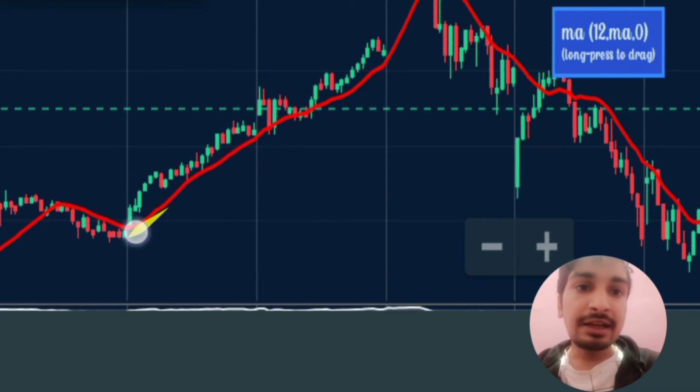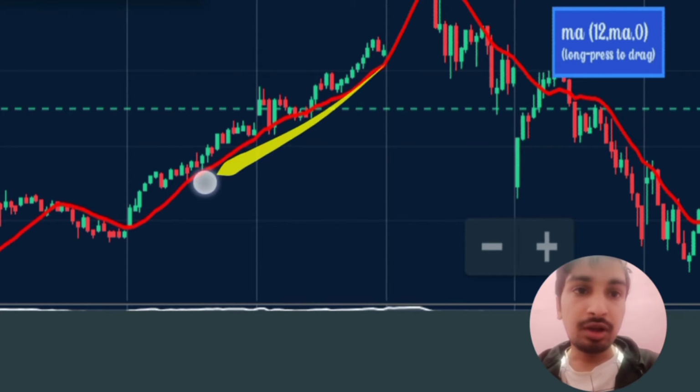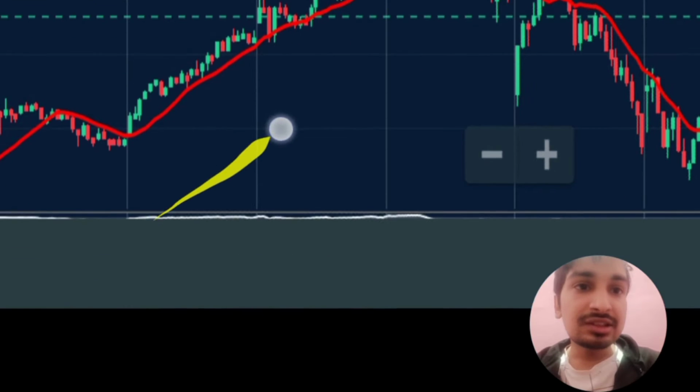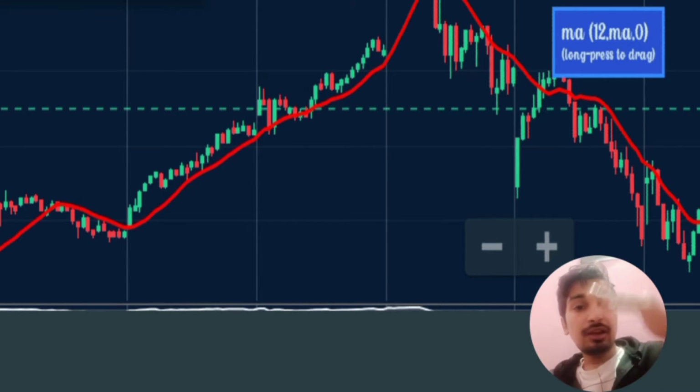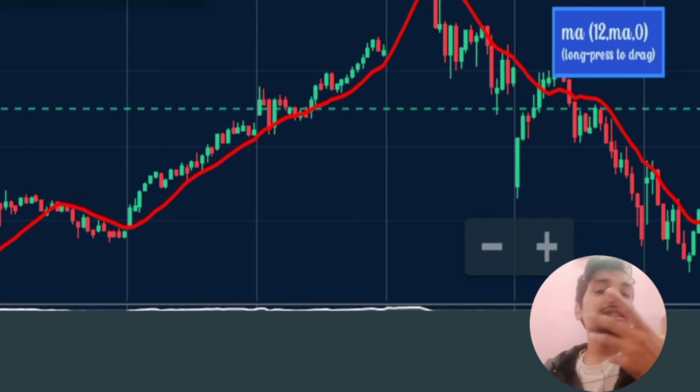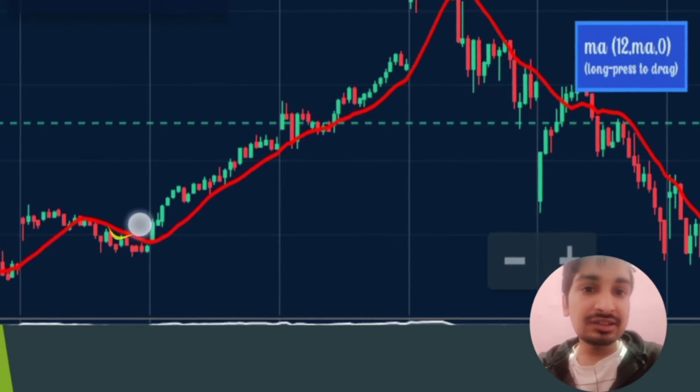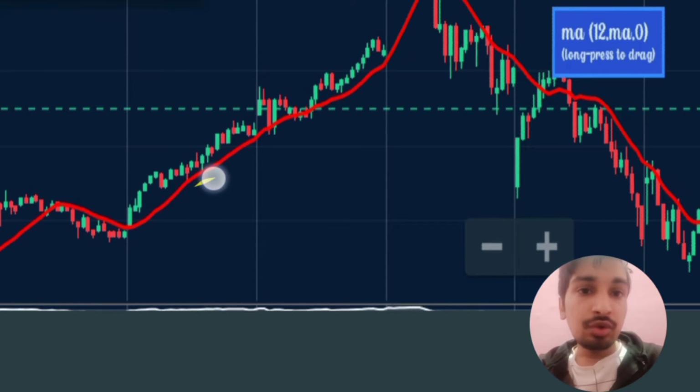So now the average is acting like a resistance. So this indicator acts as a support. From here you can see it is not going below the 12 period moving average, always it is above. So if you would have bought at this point, because the average has been broken, it will act as a support. Because if the candle crosses the resistance line, the resistance becomes the support. So here the resistance is becoming the support, and then you could have bought it here.